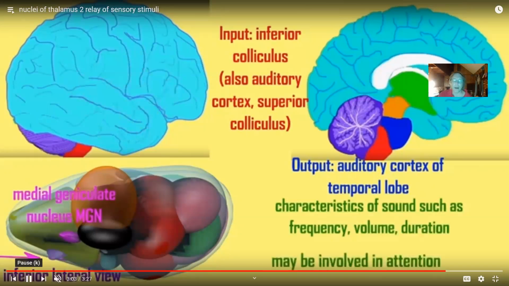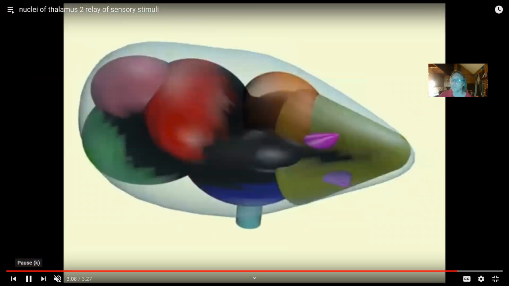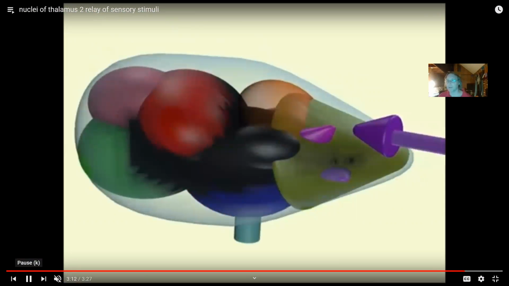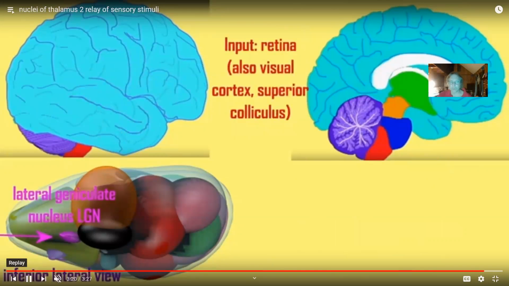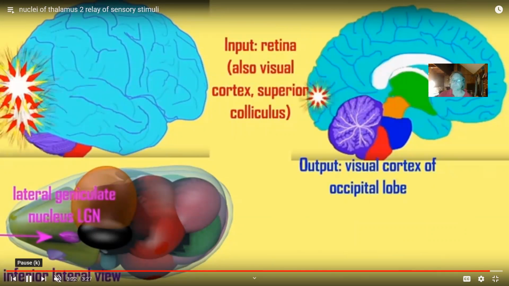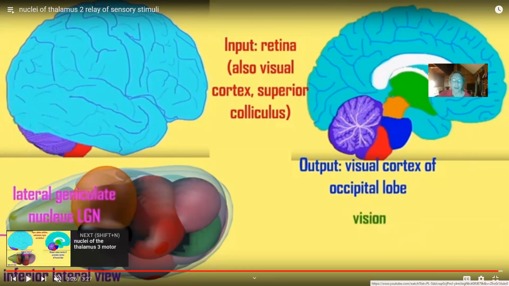the lateral geniculate nucleus next to it is getting information from the retina, in addition to other areas like the superior colliculus, for vision. And so it's not just the general senses which are being relayed through the thalamus, but also then essentially all special senses except smell. So taste, hearing, and vision are all being relayed through the thalamus. So the relay of sensory information is an important job of the thalamus.